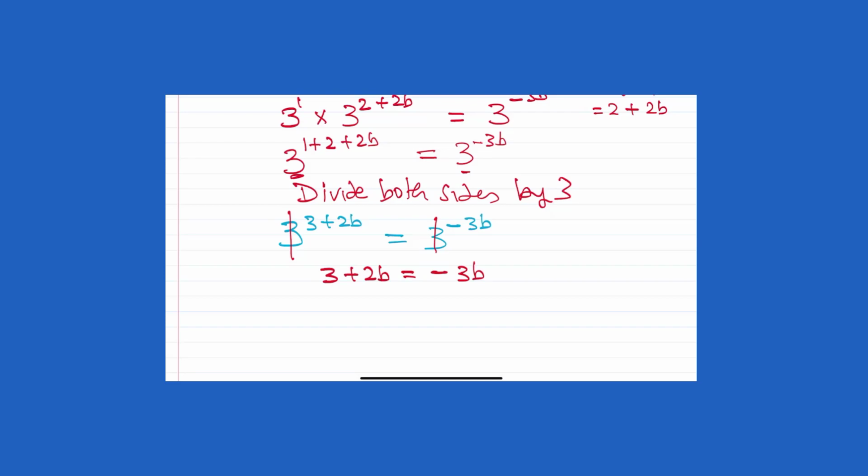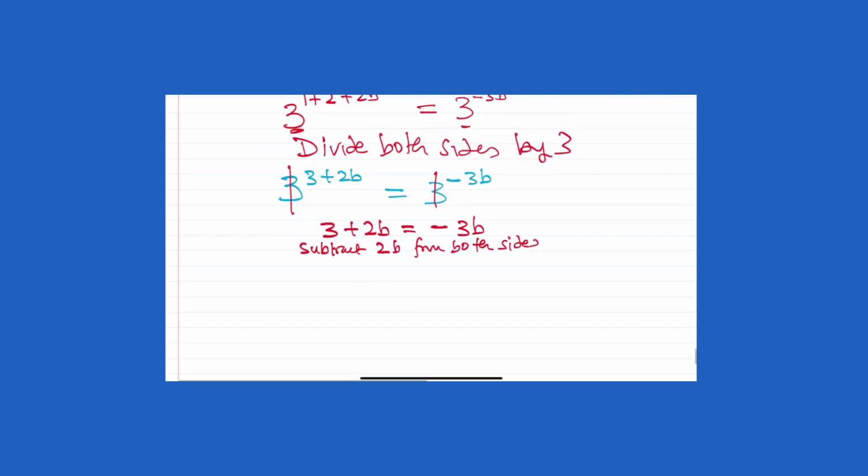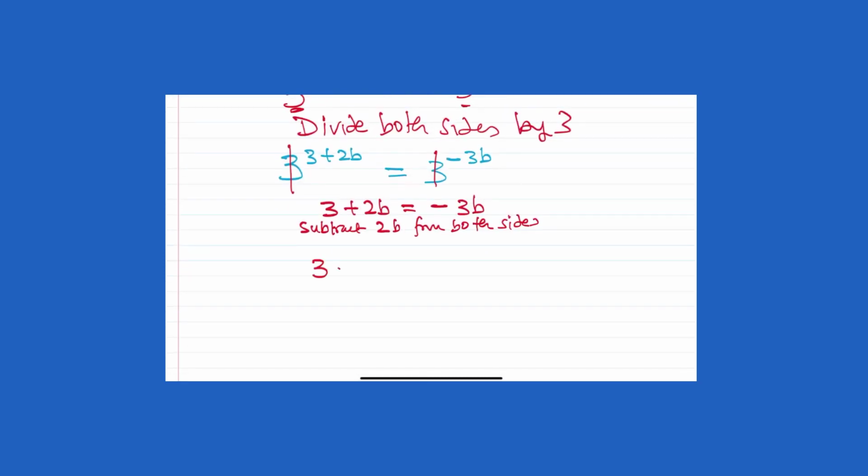So for us to solve it, we can subtract 2b from both sides. And that helps us to fast track everything. And that's collecting the like terms. So subtract 2b from both sides. And when we do that, we're going to be left with 3, 2b minus 2b, and then minus 3b minus 2b. So this will be 3 equals minus 5b.